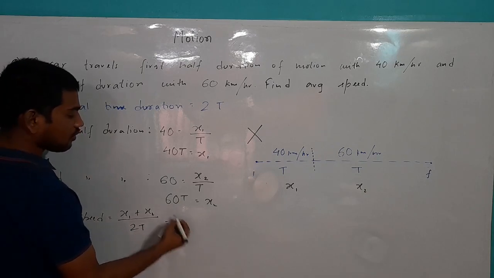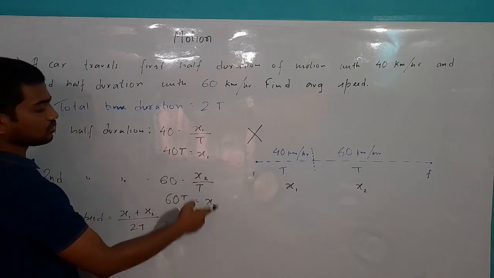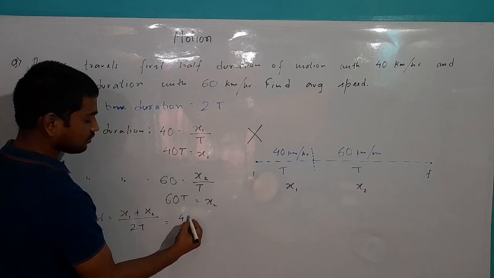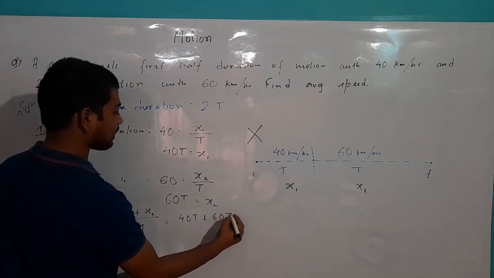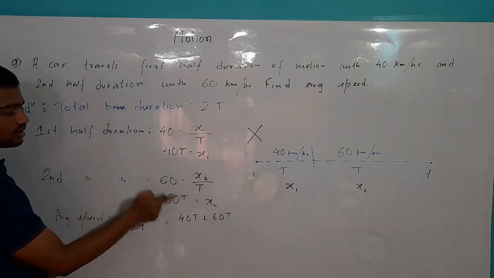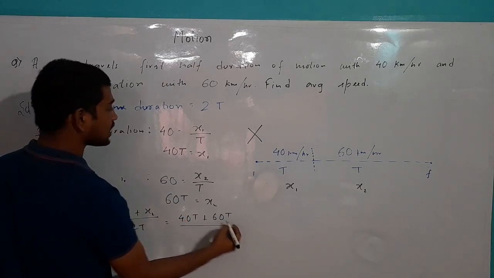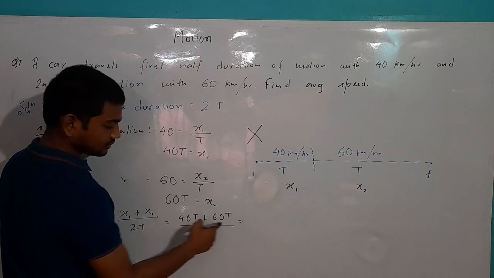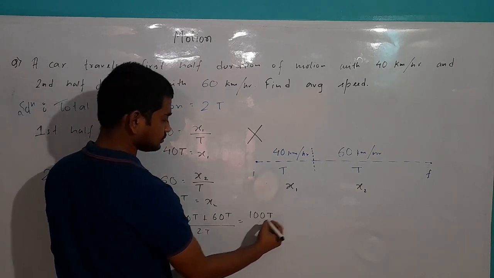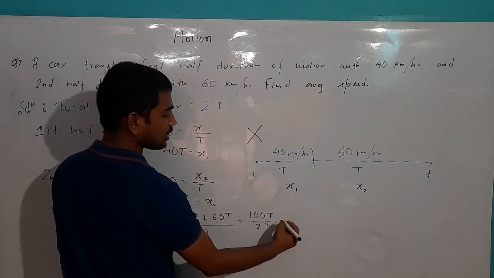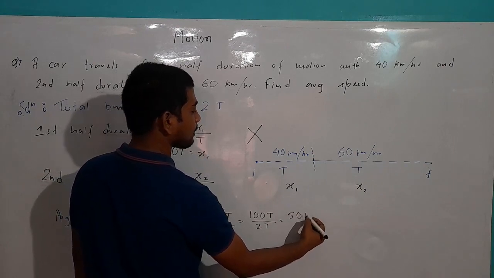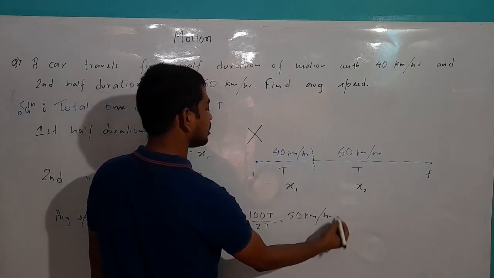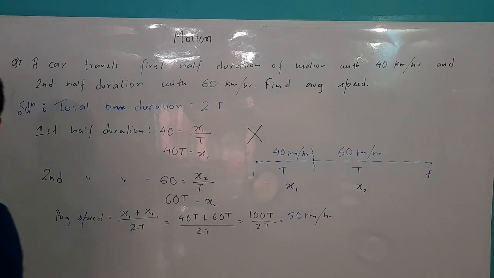Alright, so what is X1 plus X2? X1 is 40T, sorry, X1 is 40T plus X2 is 60T, divided by total time duration, which is twice T. That comes out to be 100T divided by twice T, that comes out to be 50 kilometer per hour. So I hope you have understood the problem.